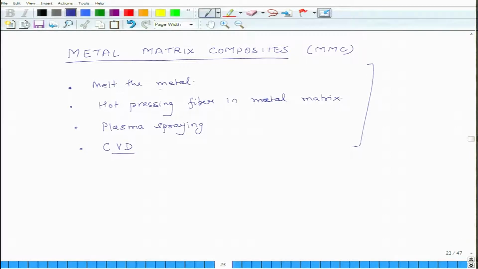Now, in principle, melting the metal and putting in the fibers looks to be the most simple and straightforward method. But there are other methods also, and there are reasons people have developed them. The reason is that this first approach has some significant limitations. So, this is A, B, C, D. A relies on melting.